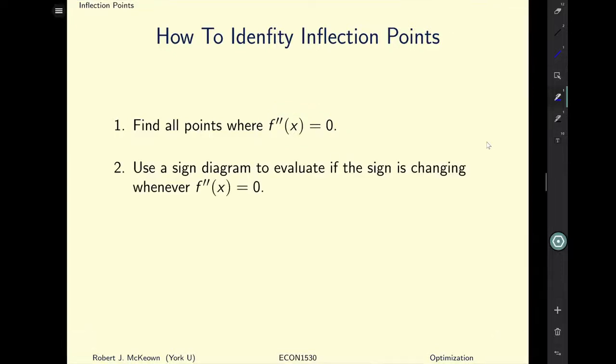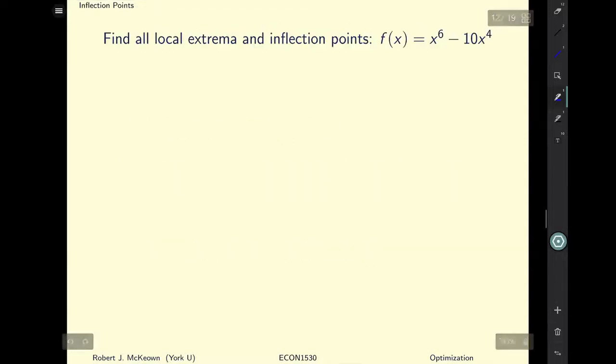The next thing to do is to use a sign diagram to evaluate if the sign is changing whenever that second derivative is equal to 0. Because if the sign is not changing, then it can't be an inflection point. An inflection point is when the function changes from concave to convex or from convex to concave. And whenever that's the case, it's an inflection point. Let's do another example together.